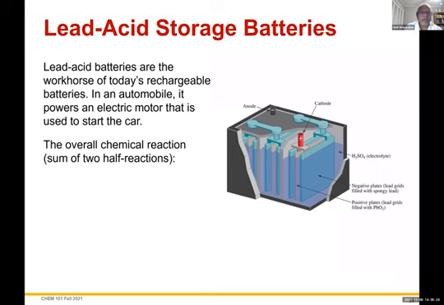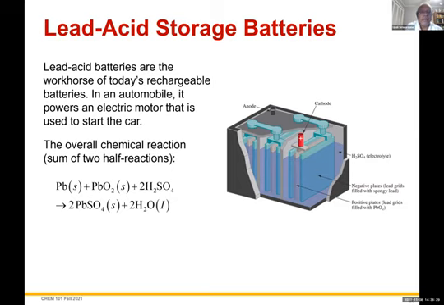The overall chemical reaction is the cathode reaction and anode reaction together. Lead is the anode. Lead oxide is the positive cathode. So they are connected in series, 6 of them. You can recharge this reaction.